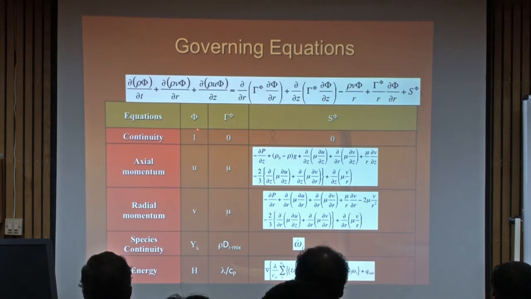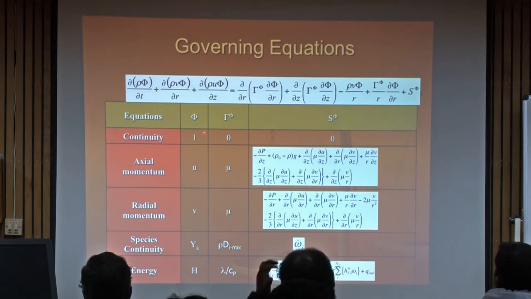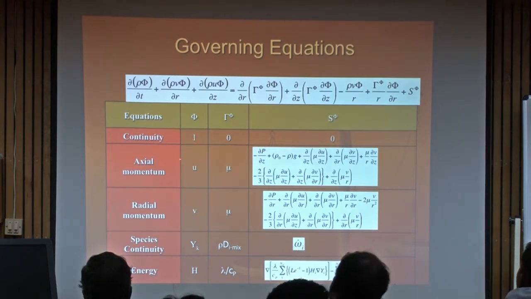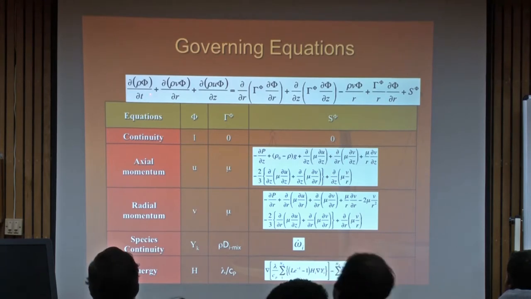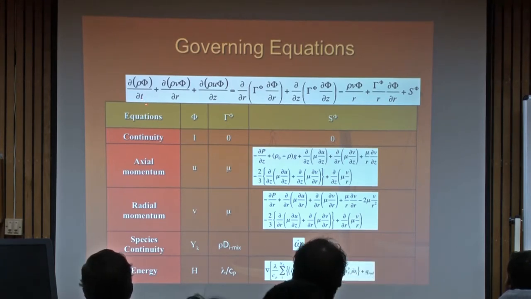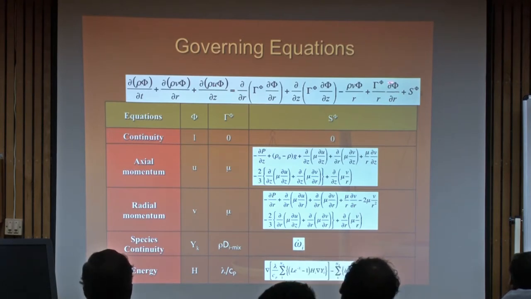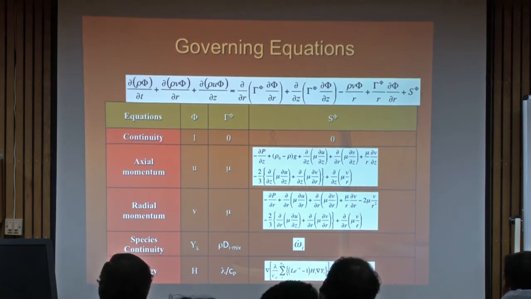So phi is for mixture mass conservation, phi is 1. Okay. So for mixture mass, this will be just d rho dt, right? The continuity or the mass conservation equation. This will be just d dr of rho v, d dz of rho u, and this will be 0. Okay, all of this will be 0, basically. That's for the continuity equation.